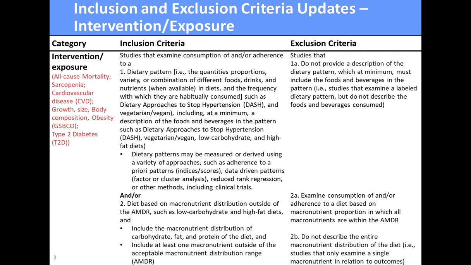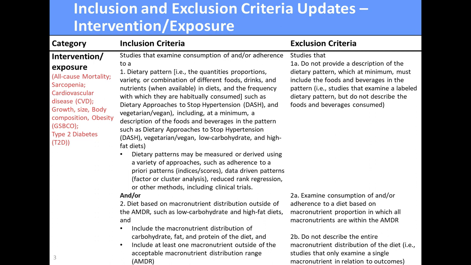We applied the inclusion-exclusion criteria shown here for the intervention or exposure to operationalize the definition of dietary patterns and account for the public interest in examining low carbohydrate or high fat diets. We reached consensus on the inclusion and exclusion criteria for evaluating dietary patterns. They're listed here as studies examining consumption of and/or adherence to a dietary pattern will be considered. Dietary patterns may be measured or derived using a variety of approaches as specified in the inclusion criteria.